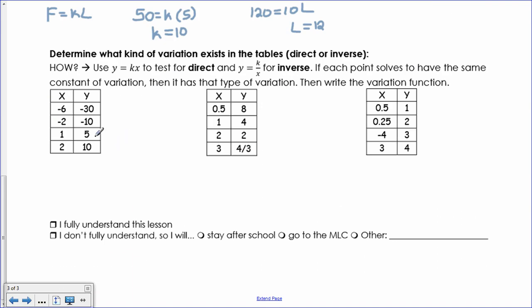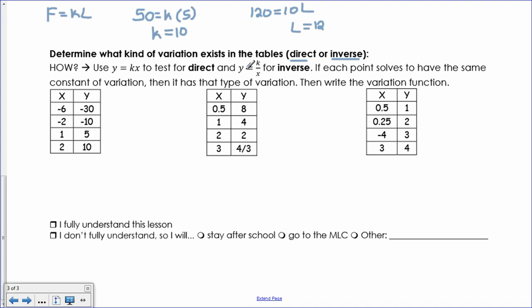Lastly, we're going to talk about how to determine what type of variation exists in tables or ordered pairs. Your only options are going to be direct or inverse, because there are only 2 variables instead of 3, which you would need for a joint variation. The way you would do this is plug each point into one of these 2 equations and solve for the constant of variation, or K. If you get the same K for each point, then whatever equation you were plugging it into represents the variation. So if you plug it into this equation and get the same K each time, that means you have direct variation.